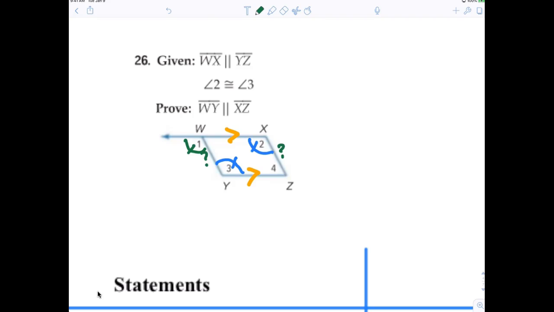When I first looked at this, I just strictly looked at it as consecutive interior angles are supplementary. I just said automatically 2 and 4 are supplementary, correct? And then I can replace 3 with what? 2. So now 3 and 4 are supplementary. So if 3 and 4 are supplementary, the lines are parallel. That's how I looked at it.